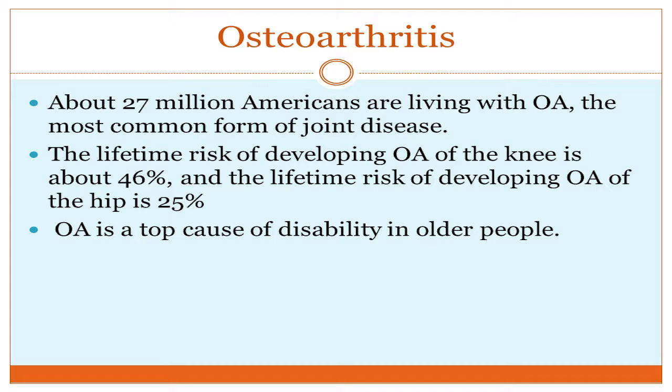Okay, so this is a common condition. About 27 million Americans have osteoarthritis, and this is really the most common form of joint disease. The lifetime risk of developing osteoarthritis of the knee is about 46%, so almost half of us will get arthritis in our knees. And the lifetime risk for developing osteoarthritis of the hip is a little bit less, about 25%. And as you would imagine, osteoarthritis is a top cause of disability in older people.